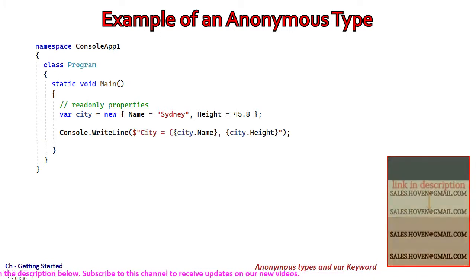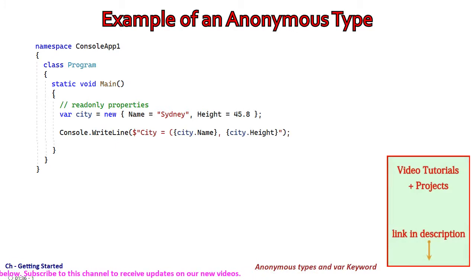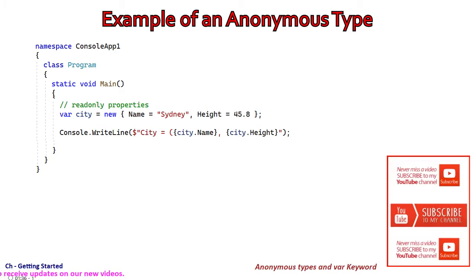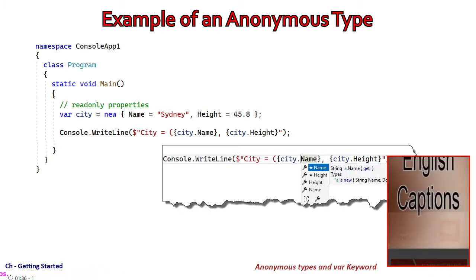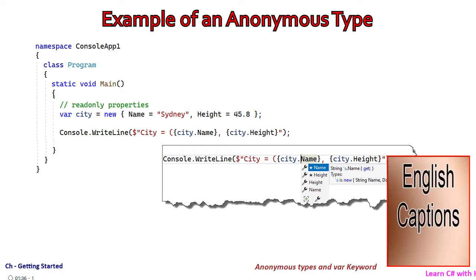The properties name and height are available on the object as if the data type of the object were known in advance. The IntelliSense too is available. We can verify it by typing the code ourselves.